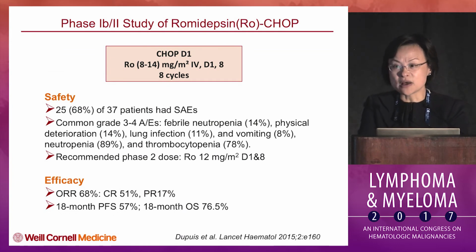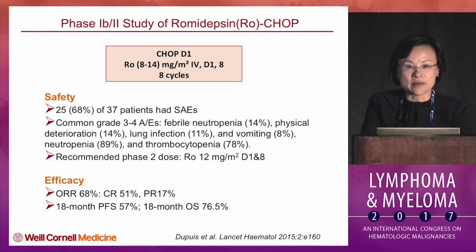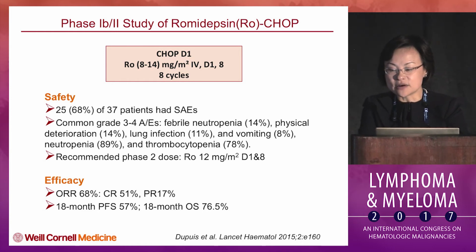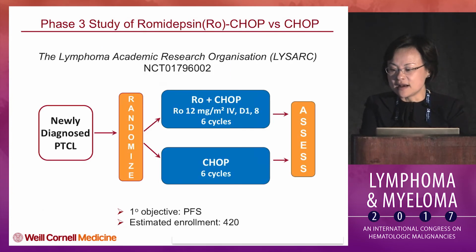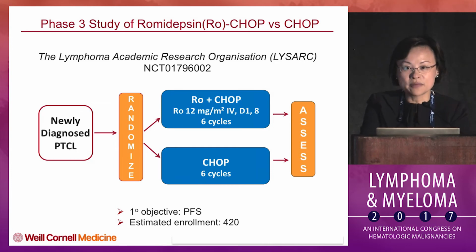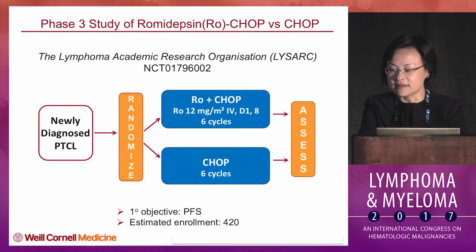The combination of Romidepsin plus CHOP was studied in a phase 1B/2 study conducted in Europe, with CHOEP analysis, and the study outcome was published about a couple of years ago as well. The recommended phase 2 dose of Romidepsin was 12 milligram per meter squared, combined with CHOP on a weekly basis for 2 doses. The overall response rate for the combination was about 68%, CR 51%, which was respectable, and 18-month progression-free survival was 57%. A randomized study is moving forward, where CHOP plus Romidepsin is compared with the standard arm of CHOP, and that is currently ongoing in Europe. Results are also eagerly awaited.